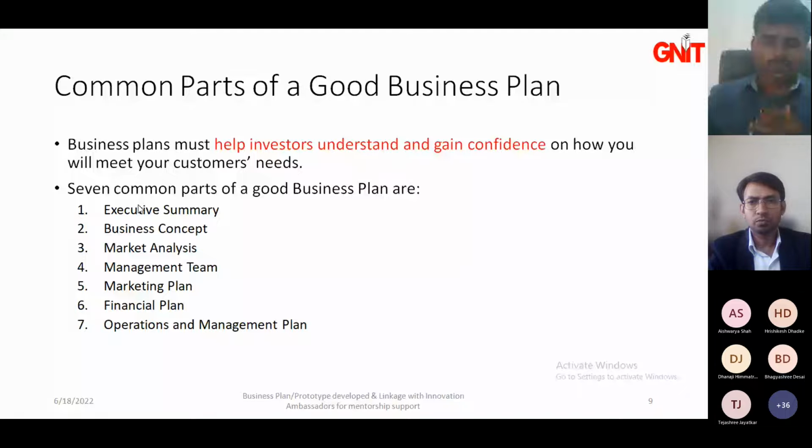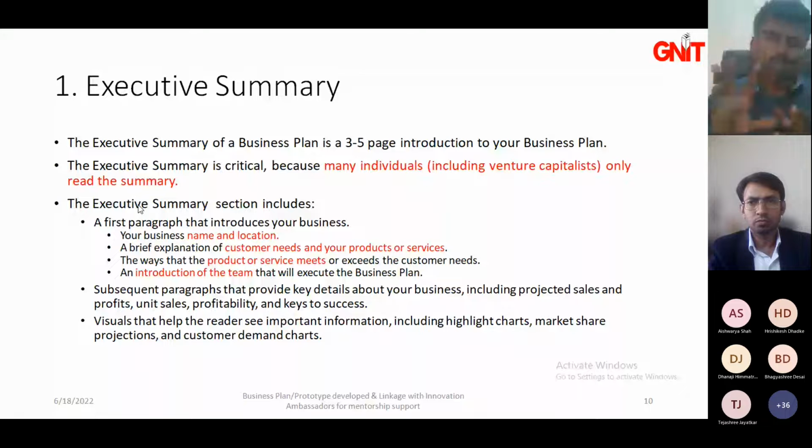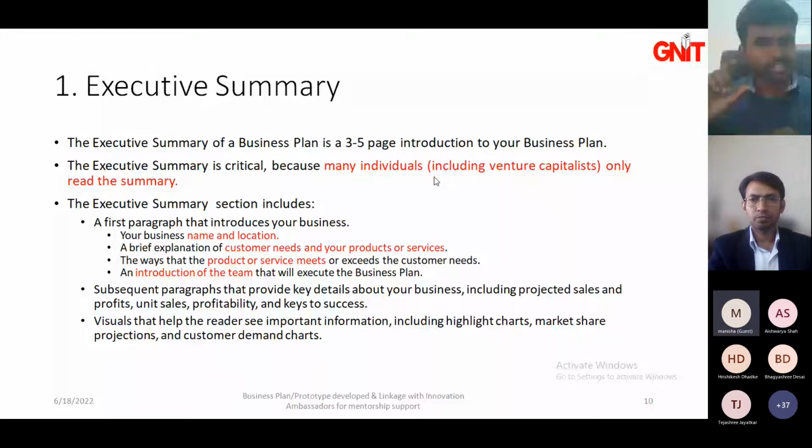The first one is the executive summary. The executive summary is meant to be just a 3 to 5 page introduction of your business plan. Many individuals, including venture capitalists, only read the summary. If you give them a book, they won't read all the pages from first to last. For example, your project book, someone coming from outside can't read all the pages. This summary will give the detail of it. Wherever you submit a project, your summary is meant to be strong. Then you can get the chance of investment. The venture capitalists who are going to spend crores of money will read only the summary, not all the pages of the book. So your 3 to 5 pages should be strong enough.